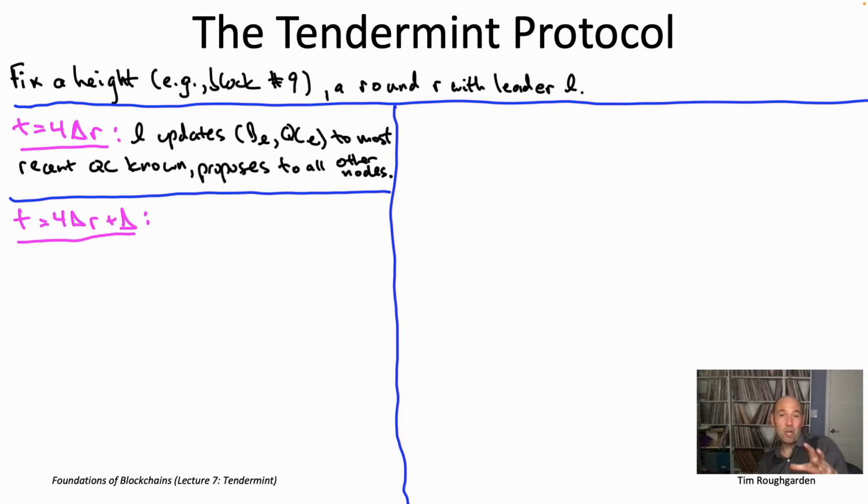So if everything goes just right in this second phase, then the second phase will conclude with honest nodes casting votes for the block proposed by the leader. So what has to go right? First of all, an honest node I has to receive something from the leader on time, right? By time 4 delta R plus delta.